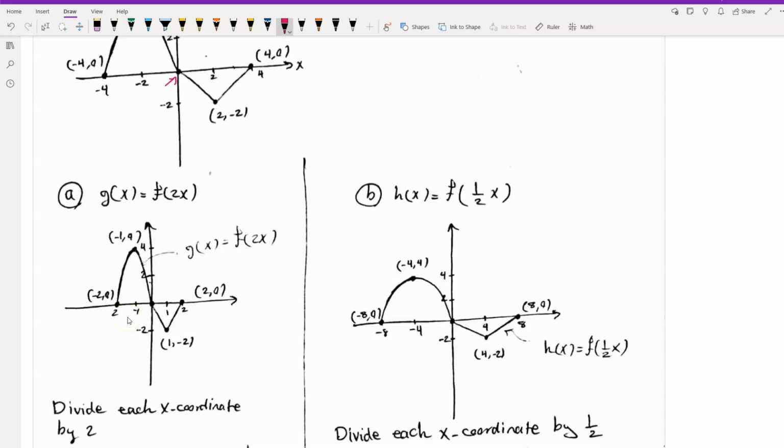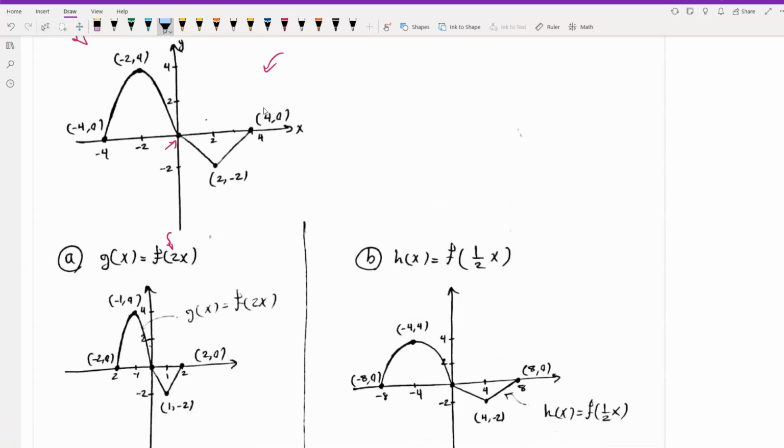So divide each x coordinate by 2, because here in this case c is equal to 2 and that is greater than 1. So using the x coordinates, we have 4, 2, 0, negative 2, negative 4. So divide all these numbers by 2. So this is 0, 0.